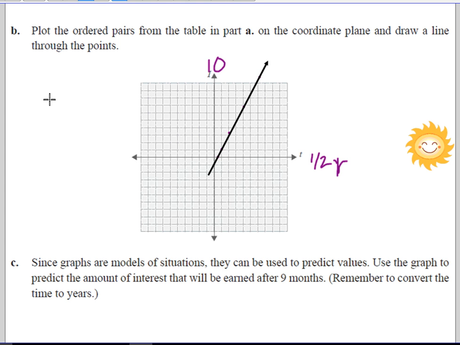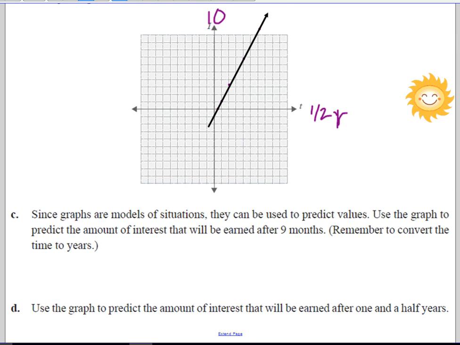Perfect. Since graphs are models of situations that can be used to predict values, we can look at this graph and predict after 9 months. 9 months is 3/4 of a year, so that would be over to halfway in between the first and second. And notice we will be up at $30. Oh, I'm trying to draw a line. There we go. And after 1.5 years, we're up at $60.